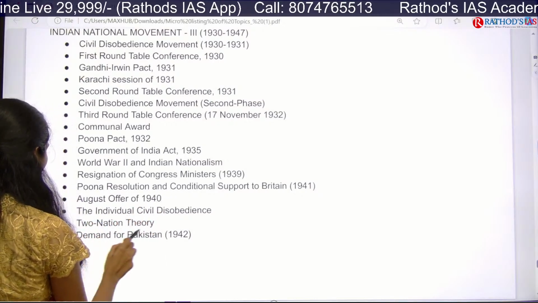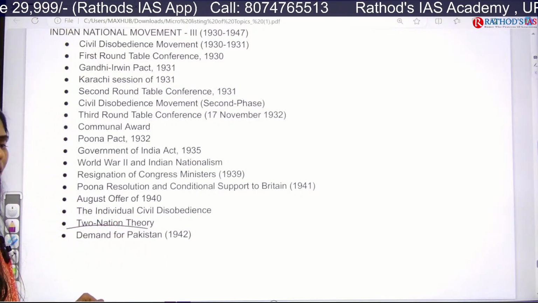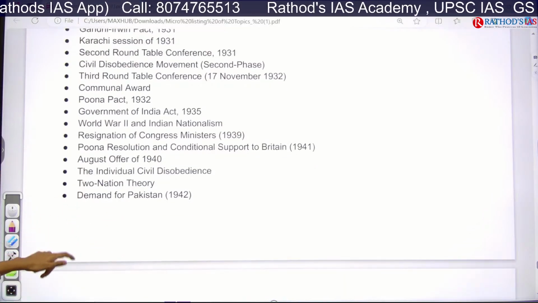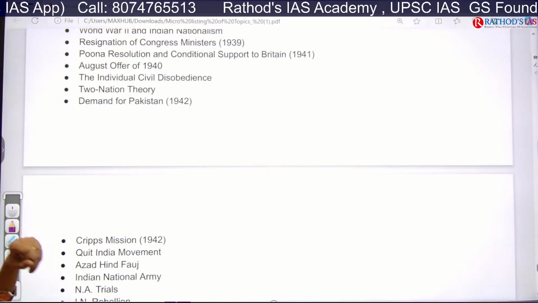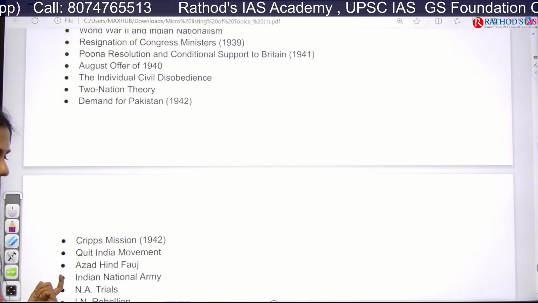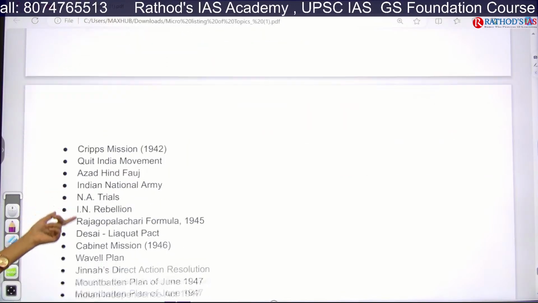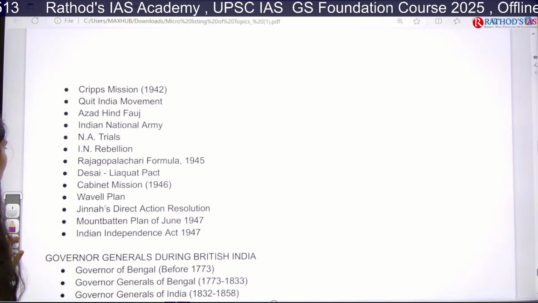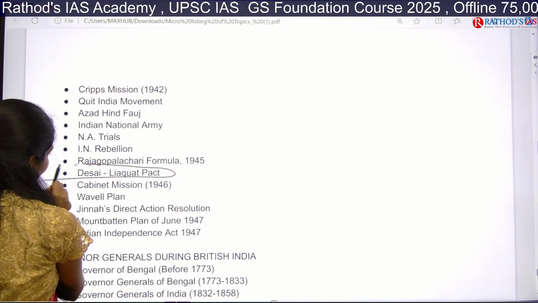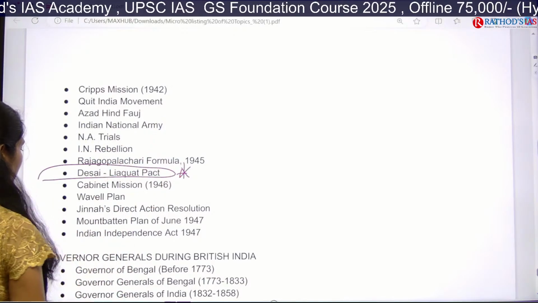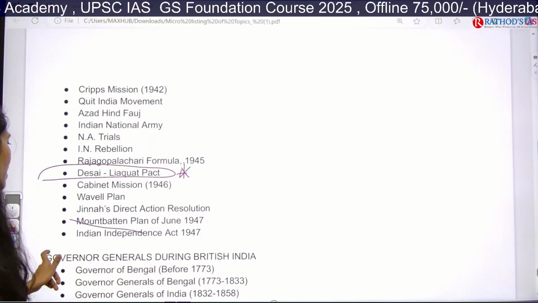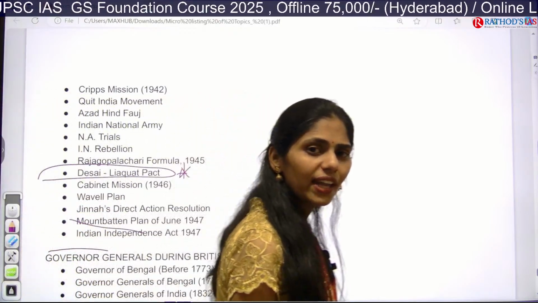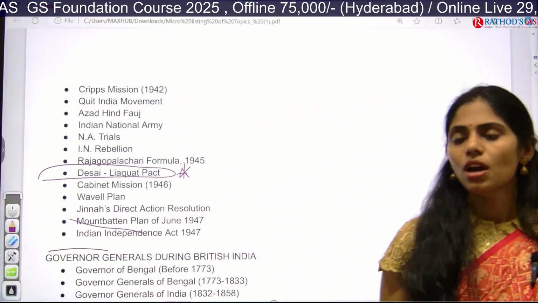And next one is the two-nation theory, Pakistan and India. And after that you have to know what the demand for Pakistan was. So why the Muslim League did not accept a single undivided India, you have to know that. And you have to know even about the Cripps Mission, the Quit India Movement, and the Desai-Liaquat Pact is also very important. Next one is the Mountbatten Plan. Next one is the Indian Independence Act of 1947. So these are the very important topics from your modern history.